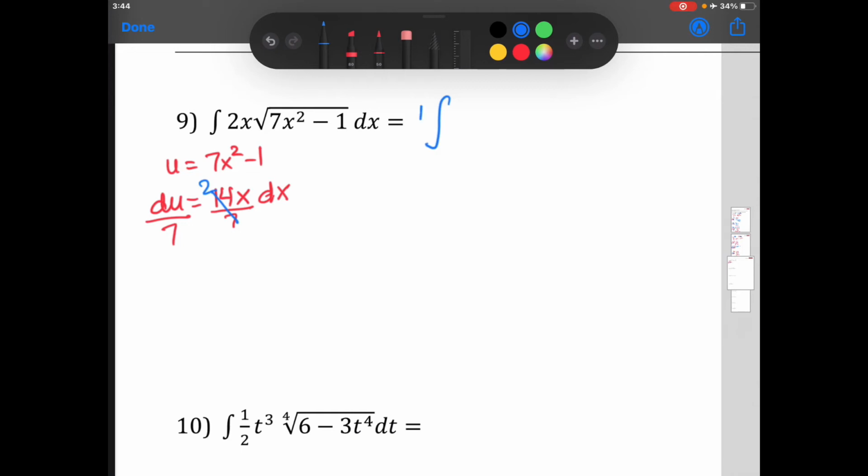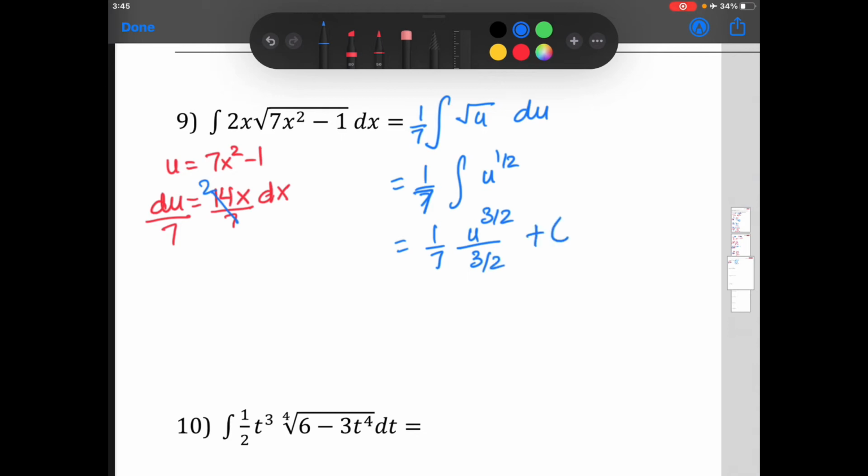So I'm going to set up my integral. I'm going to pull out my 1/7, and this would be square root of u du. Right? So now just rewrite square root of u as u to the 1/2 power, and the integral of u to the 1/2 is u to the 3/2 over 3/2 plus c. Dividing by 3/2 is the same thing as multiplying by 2/3. So this is going to be 2/21 u to the 3/2 plus c.